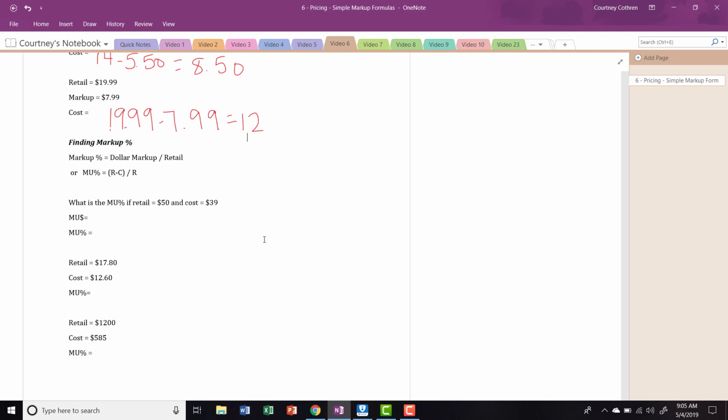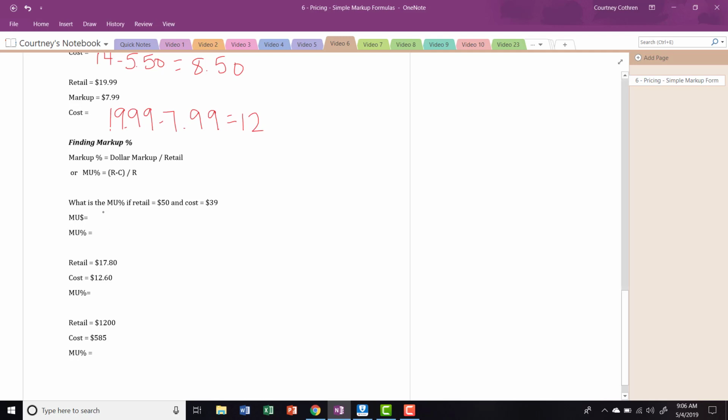The way I like to look at the formula is retail minus cost divided by retail equals markup, because what we just did was retail minus cost. So all I'm going to do is retail minus cost, and then I always divide by retail, and this will give me the percentage of markup. Okay, so if I wanted to do it in a two-step process, it would look something like this.